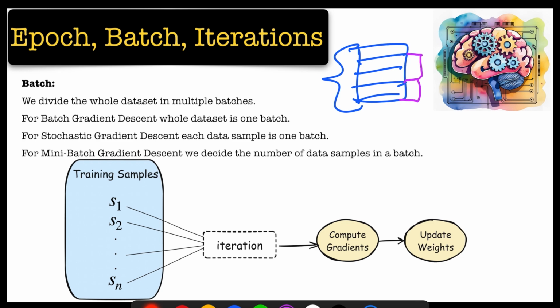So that is possible. Let's say these are the training samples, S1, S2 till Sn, n samples we have, and this is the iteration where we are computing the gradients. All the data samples are used in the iteration to compute the gradients and update the weights. We update the weights in gradient descent like this, right? Wt minus alpha times the gradient of the error with respect to the weight parameters. That's how we update the weight parameters, and in this update, all the training samples are used to compute the gradients and update the weights.